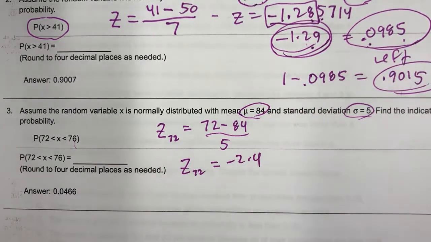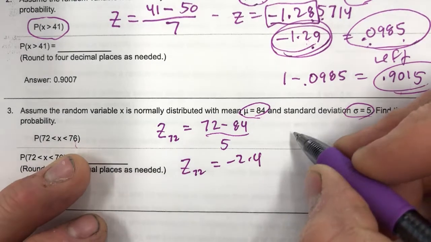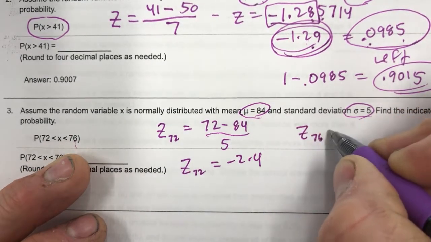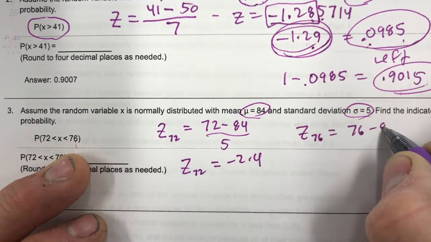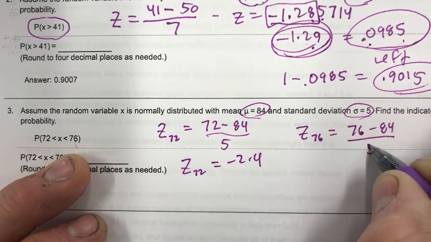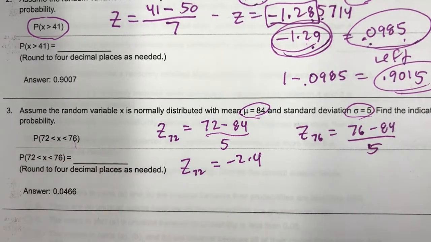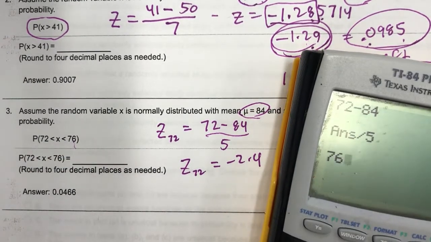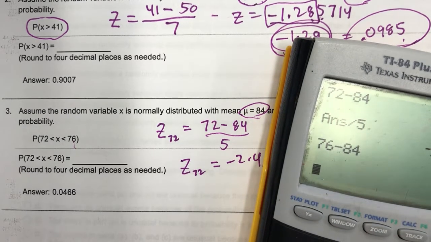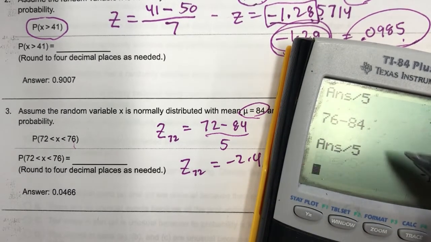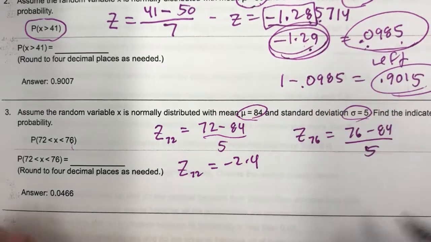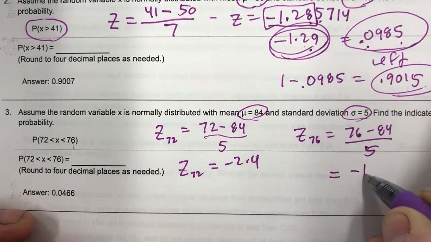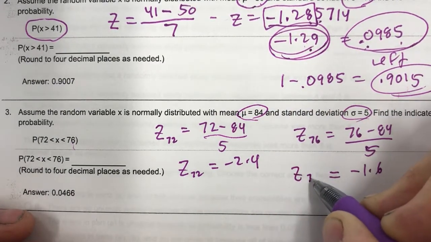All right, let's go ahead and do 76. The z-score of 76, it's going to be 76 minus 84 divided by 5. You got to make sure you hit equals after you do the subtraction. That's negative 1.6. So that's the z-score of the 76.